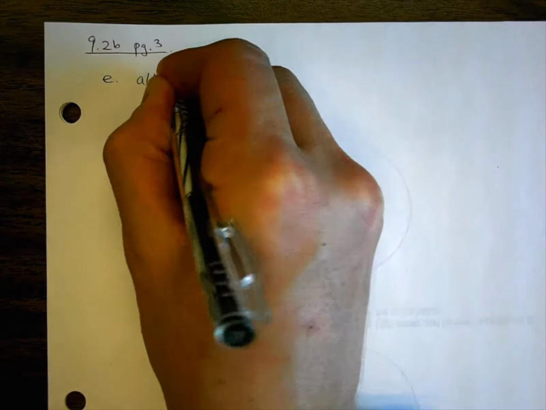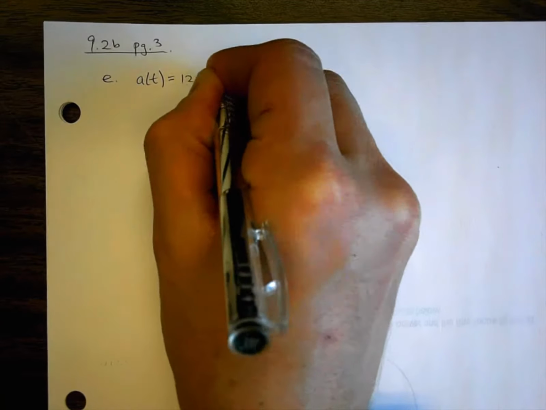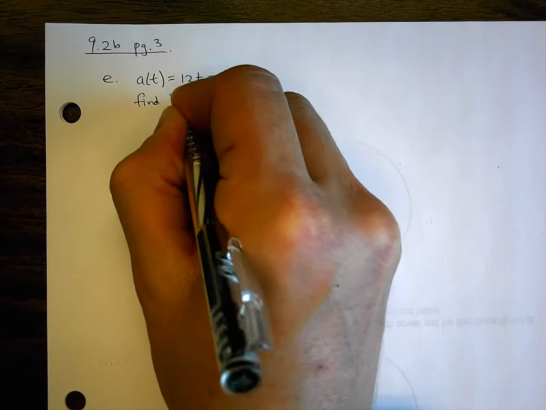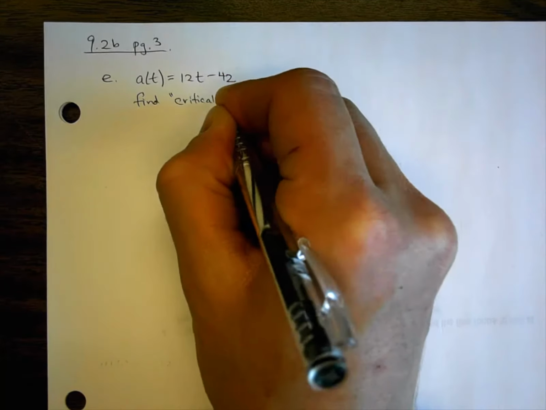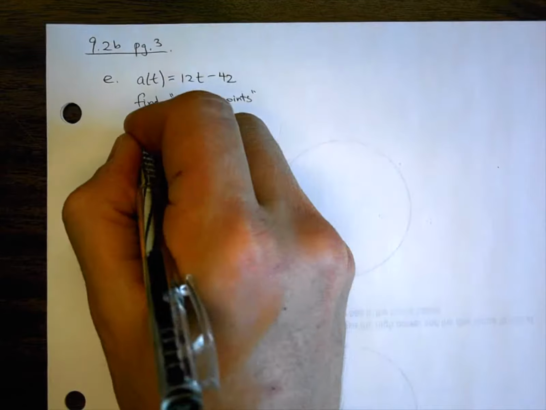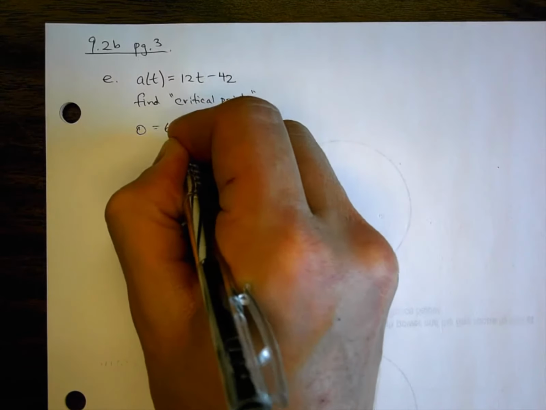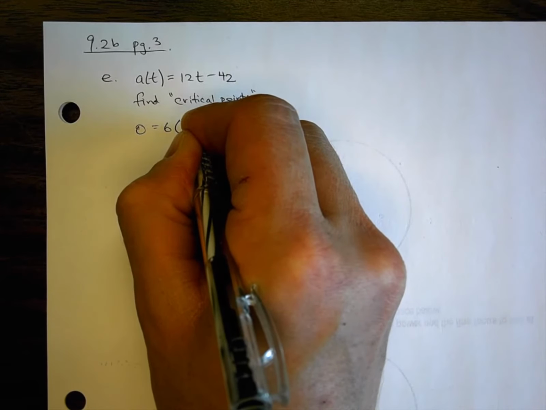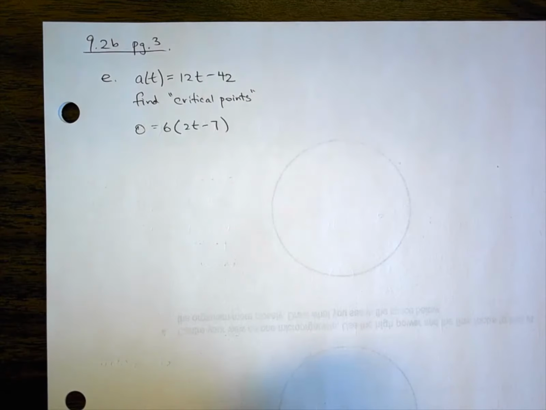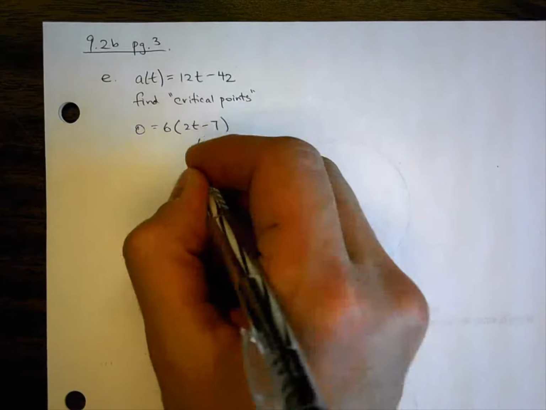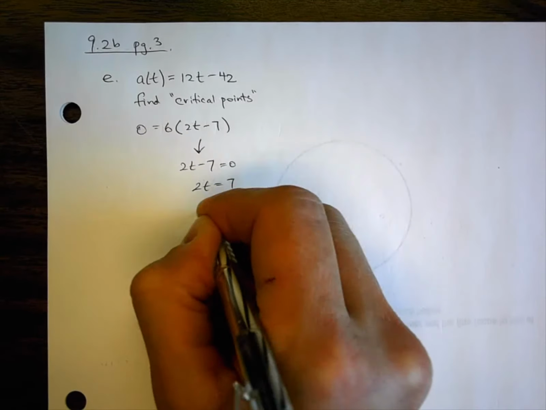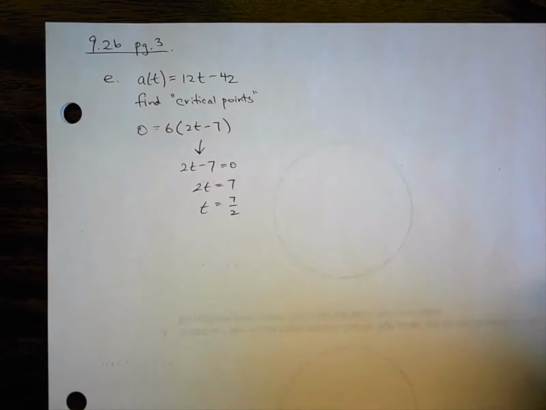A at t is equal to 12t minus 42. So we have to find what I call the critical points, or the possible points of inflection. I've called them that before too. So I'm going to set this equal to 0. I'm going to factor, so I end up with 2t minus 7 when I factor it. So if this is going to be equal to 0, I end up with 2t equals 7, so t is equal to 7 over 2, or 3.5.